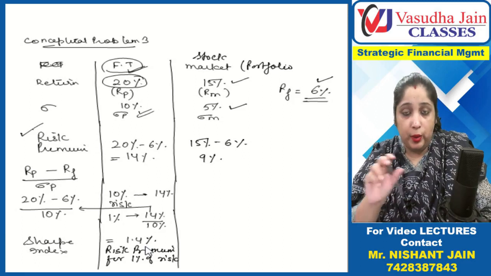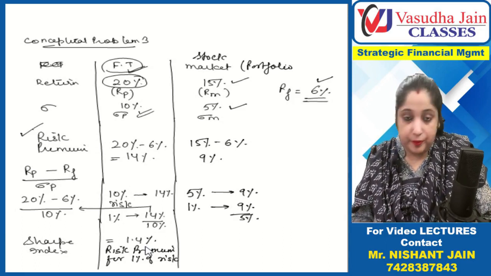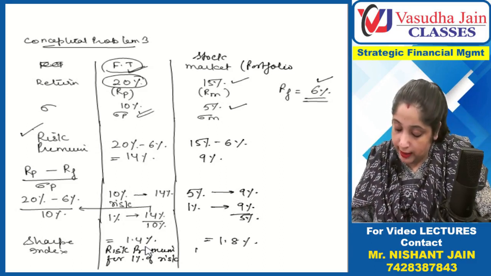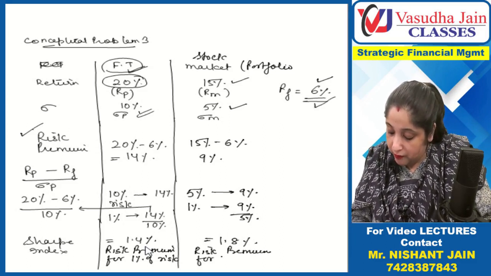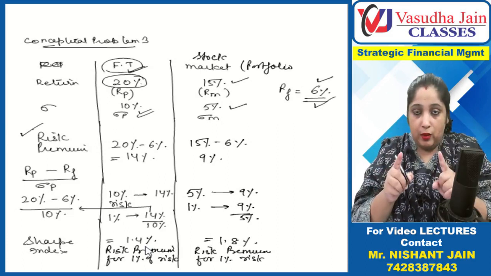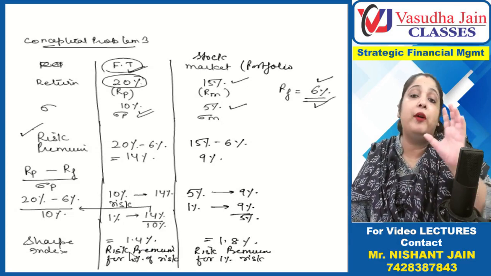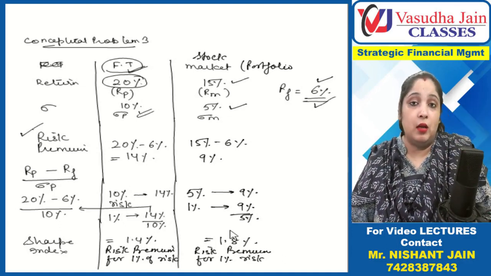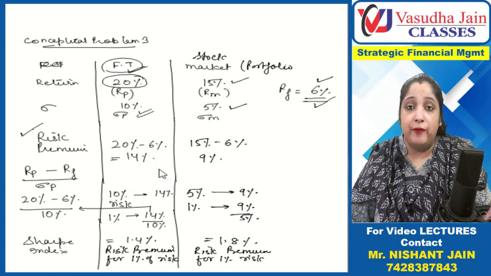So let me do it in a unitary method: for 5% risk you bear, you get 9% return. So if you bear 1% risk, how much excess return do you get? 9 divided by 5, so you get 1.8. Now what is this 1.8? This is the excess return you get over and above risk free for 1% risk. If you bear 1% risk in the mutual fund portfolio, you are only getting 1.4% excess return, and from the stock market, you are getting 1.8% excess return. So obviously the stock market is performing better in this example as compared to the fund.